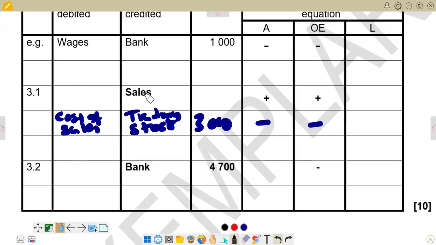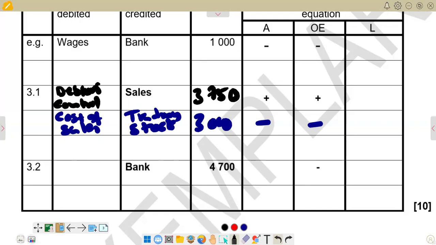Remember, sales is already pre-entered there. So we're just going to go to the debit side and say debtors control. Debtors control, then the amount is 3,750. The effect on the account equation is already entered, which is a plus on assets and a plus on owners' equity. So this is what we have.